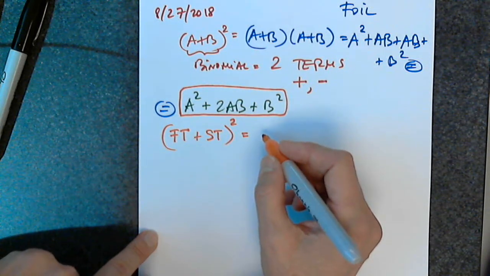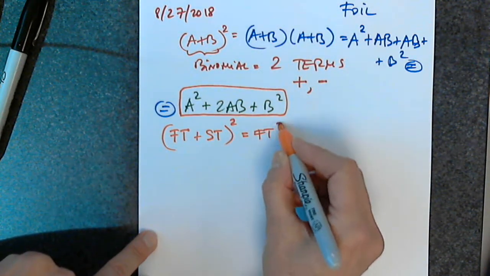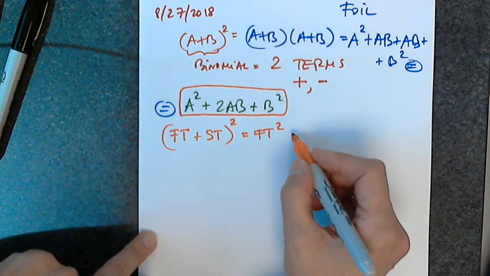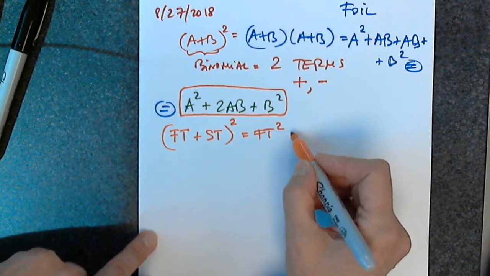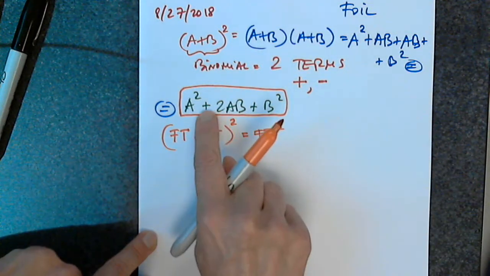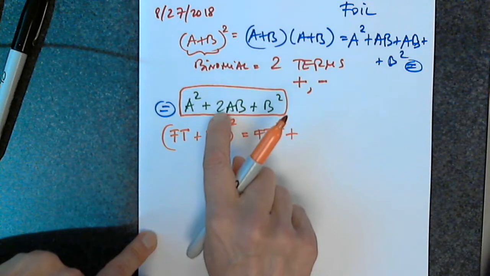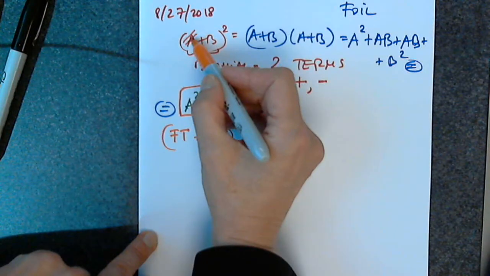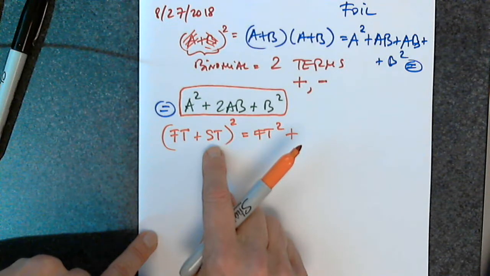There is no more a. I have FT. Very good. FT squared. I have to copy this symbol. Good. What is the symbol? Plus, then I'm not there. I'm here. I have to copy everything, just replacing this with FT and this with ST. And that is the pattern.